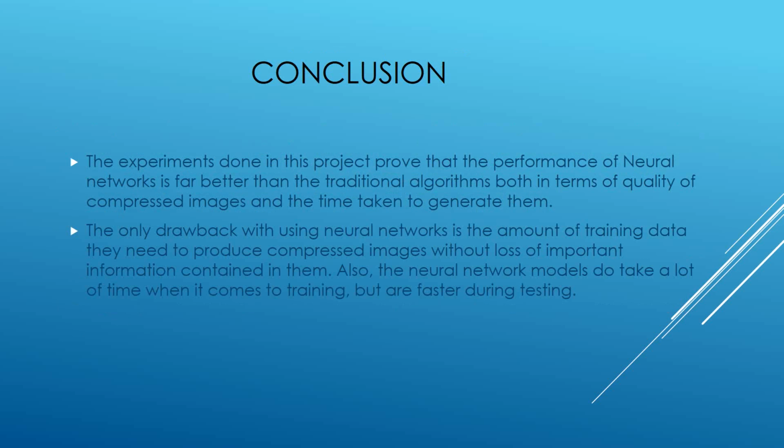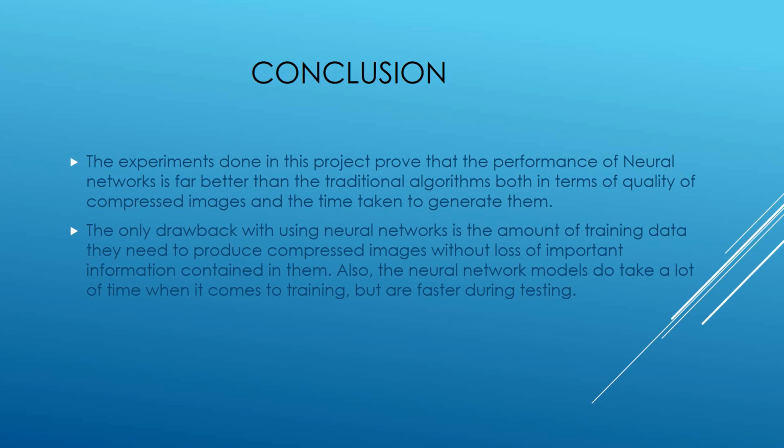Finally, we will be giving a conclusion of this presentation, after which I'll be demonstrating what we have implemented in the algorithm. So the experiment done in this project proved that the performance of a neural network is far better than the traditional algorithms, both in terms of quality of the compressed image as well as the time taken to generate them. The only drawback with using a neural network is the amount of training data they need to produce compressed images without loss of important information contained in them.